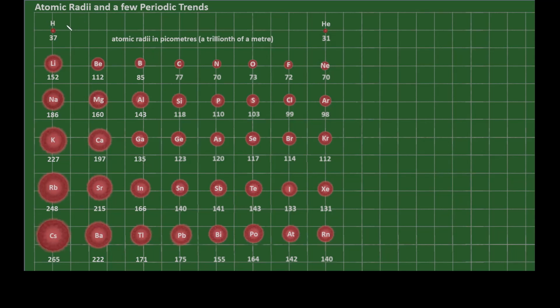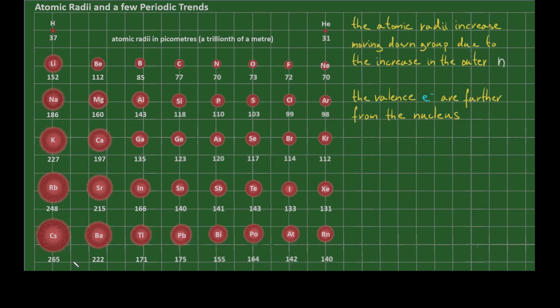For example, as we go down a group, the red spheres representing the size of the atoms become bigger. And so we could say that as we go down a group, the radius of an atom increases. This trend can be explained in terms of energy levels. As we go down a group, the outer energy level N increases. This means that the valence electrons of an atom are further away from the nucleus.